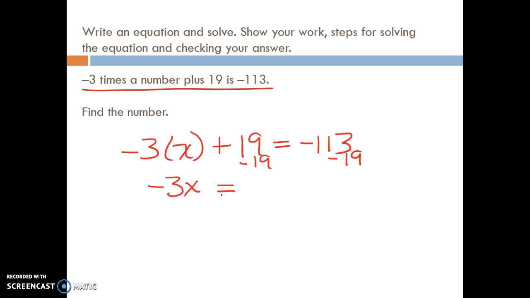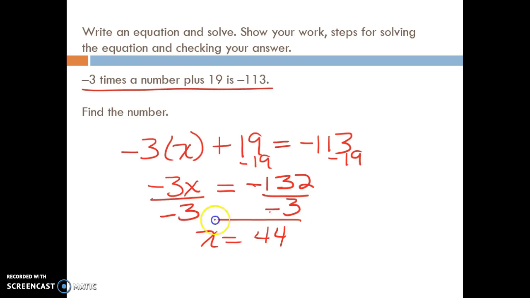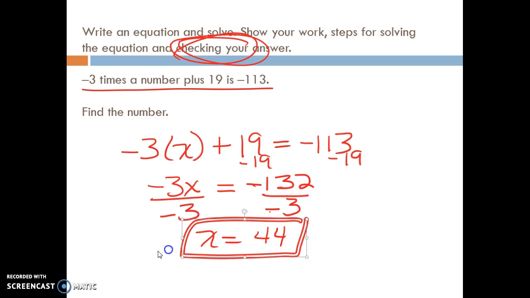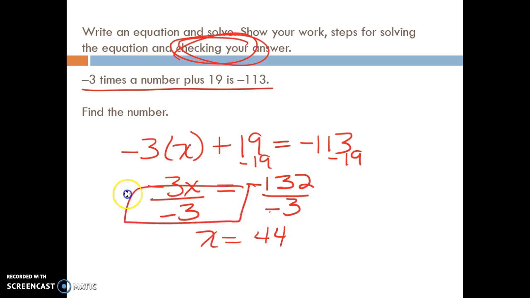-113 minus 19 is -132, so -3x is equal to -132. Divide both sides by -3 to isolate x, and we get, remember, a negative divided by a negative is going to be a positive answer. X is equal to 44. You are supposed to check your answer for full points, so make sure that you include that step by plugging x back into your original statement.